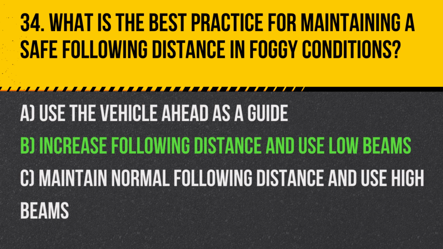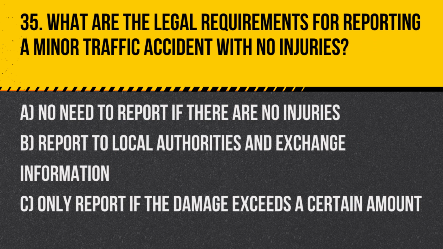Answer: B. Increase following distance and use low beams. This improves visibility and safety. Question 35. What are the legal requirements for reporting a minor traffic accident with no injuries? A. No need to report if there are no injuries. B. Report to local authorities and exchange information. C. Only report if the damage exceeds a certain amount.